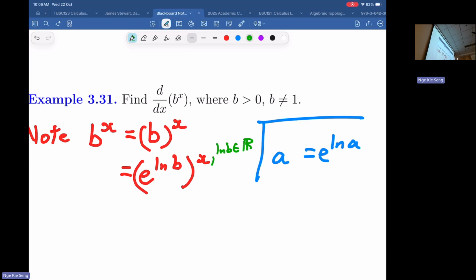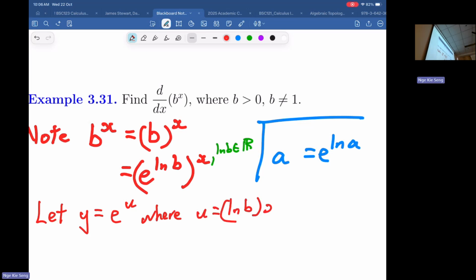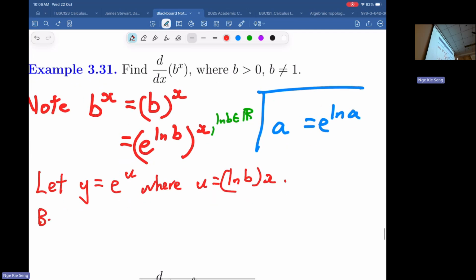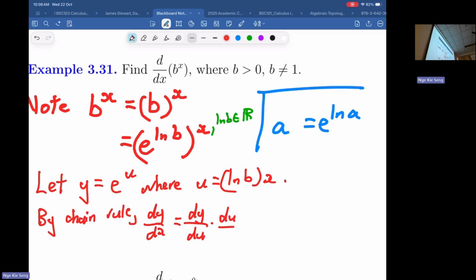So you could make it a single variable. We could realize this function as a composite function. So we can write it as y equals e to the u, where u is ln b times x. In this case, can anyone tell me the formula for the chain rule? The formula dy/dx equals what? You need to remember this. dy/dx equals dy/du times du/dx.